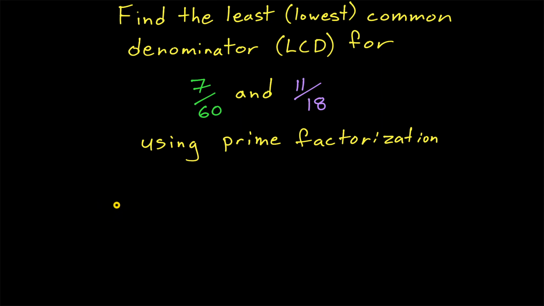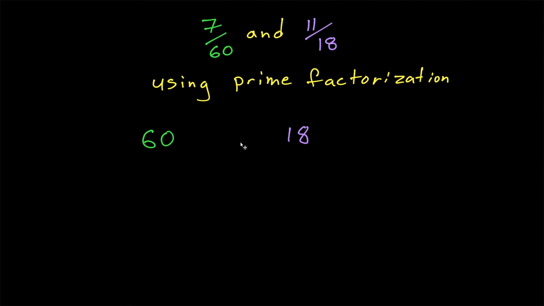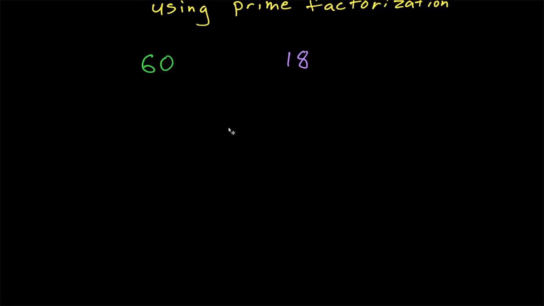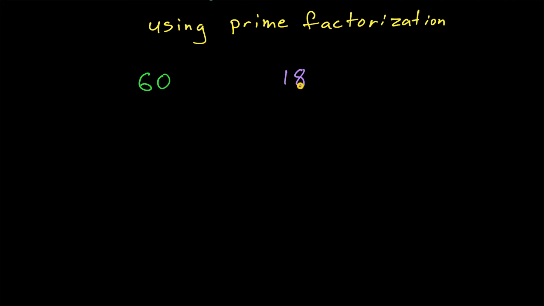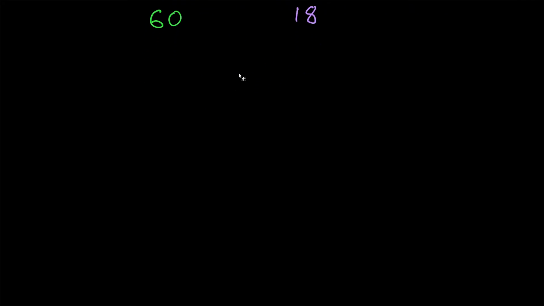So if we're going to try to find the least or lowest common denominator between two fractions, essentially what we are doing is trying to find the least common multiple amongst the two denominators. So the least common multiple for 60, which is the denominator of 7 over 60, and 18, which is the denominator of 11 over 18. So let's go ahead and find the least common multiple for 60 and 18 using prime factorization.